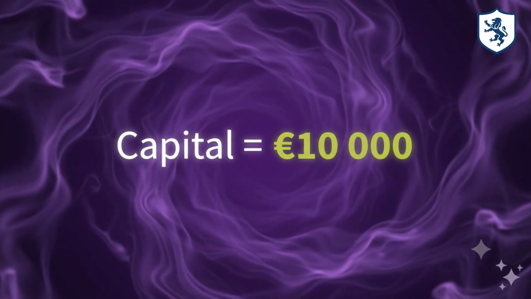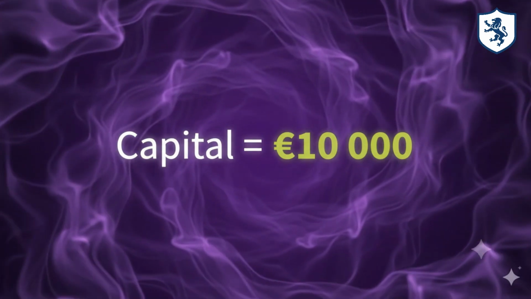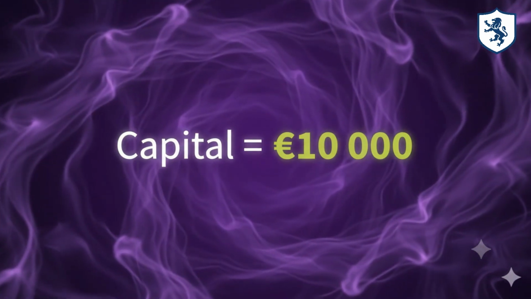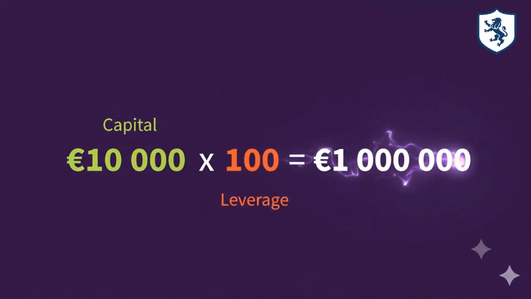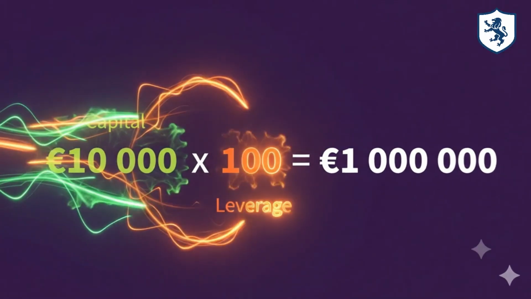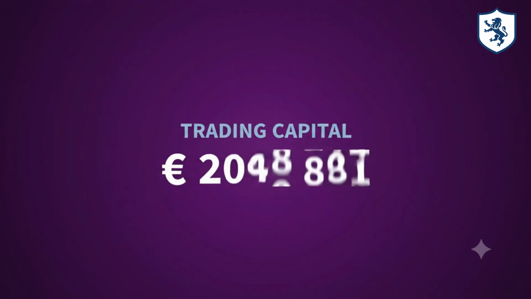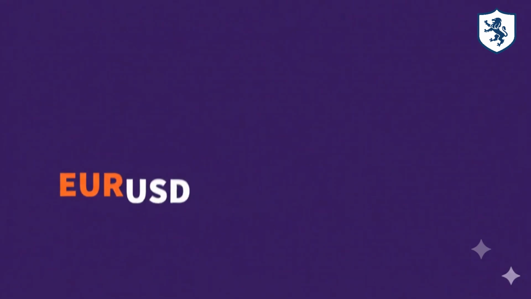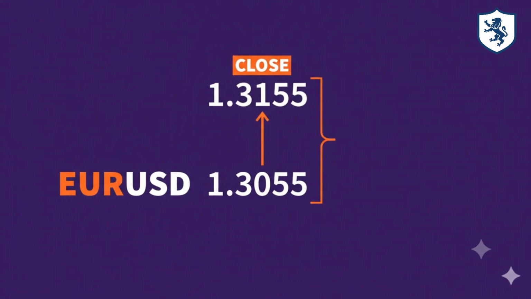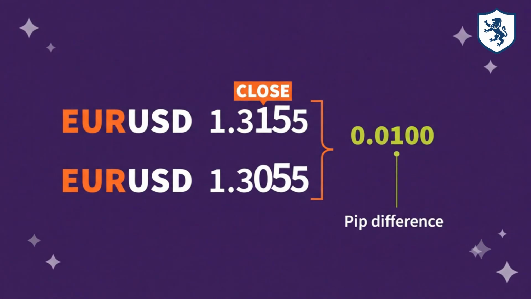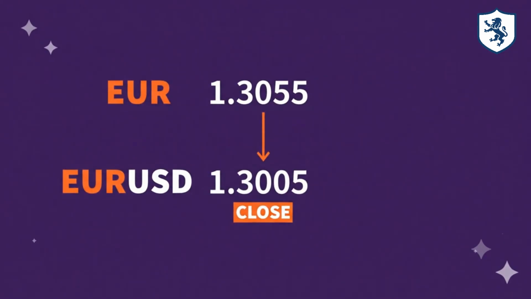Say a trader has a capital of 10,000 euros and is trading with 1 to 100 leverage. Since his leverage is 1 to 100, he has a trading capital of 1 million euros. If he decides to buy the euro-US dollar at 1.355 and closes his position at 1.3155, he will almost double his capital.